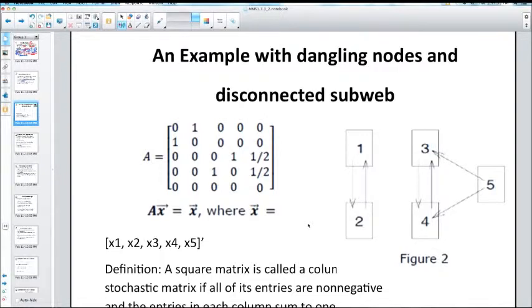So in this example, we got a dangling node. What does dangling mean? Nobody connects to the 5th page. There's no entries for that page. Nobody linked to this 5th page. Can you see that? Okay, that's called the dangling node. And we also got the disconnected subweb. These 2 subnets are not connected to each other. Well, that's a little problem.